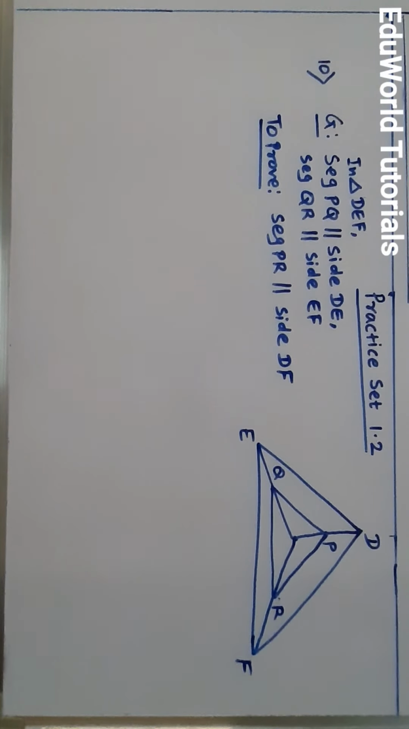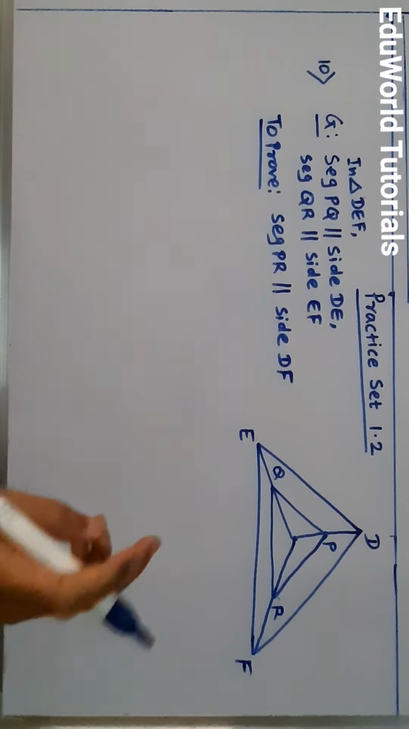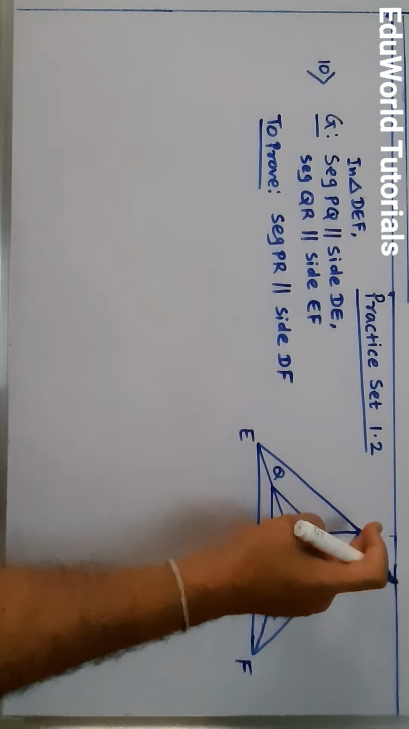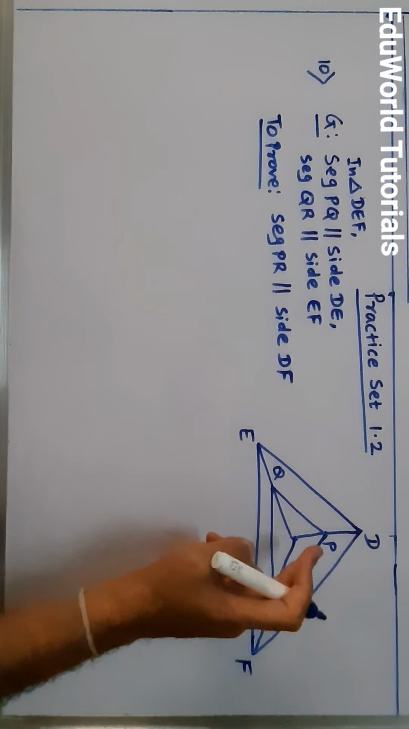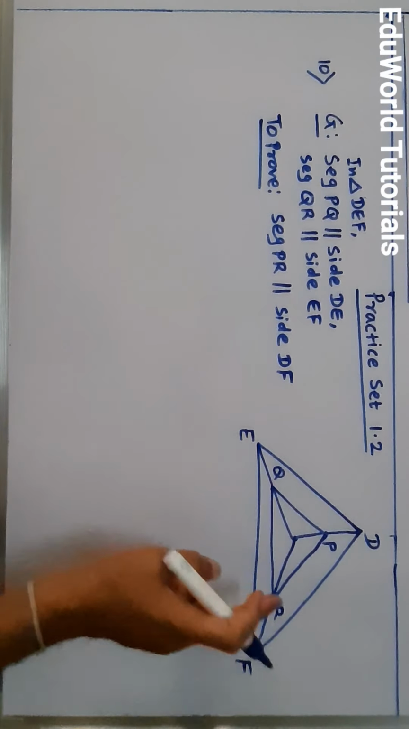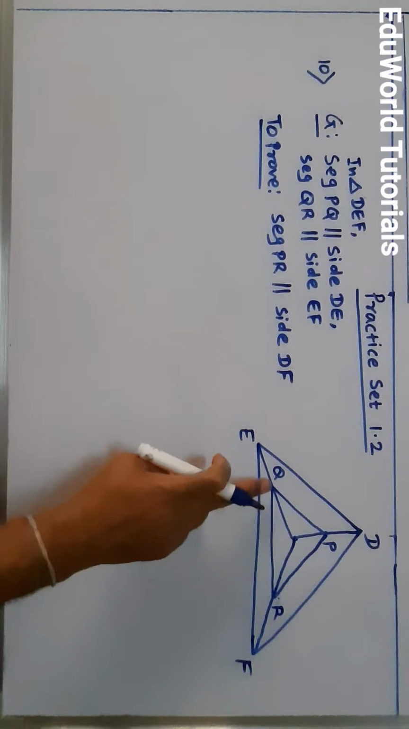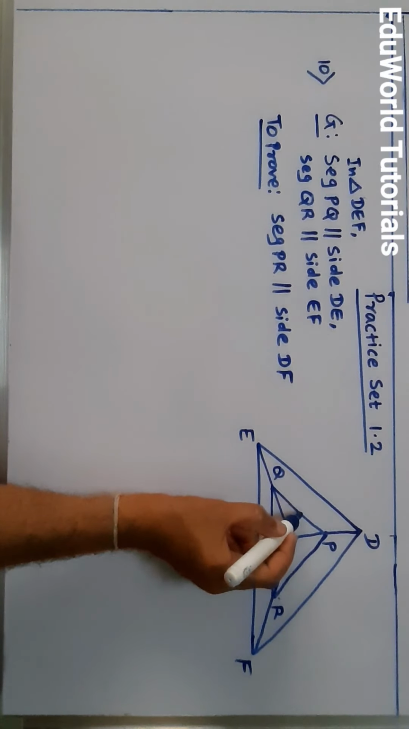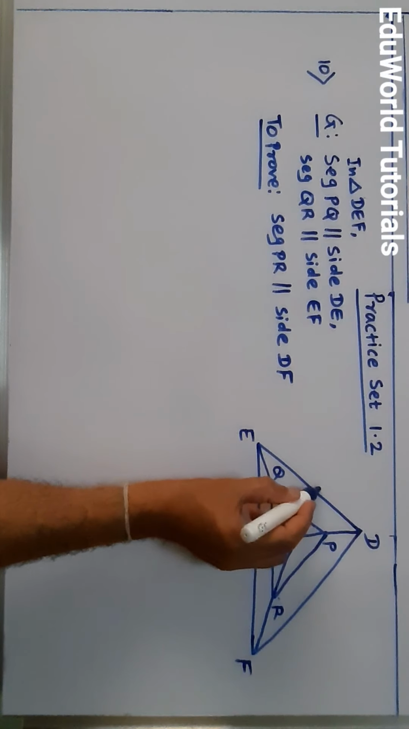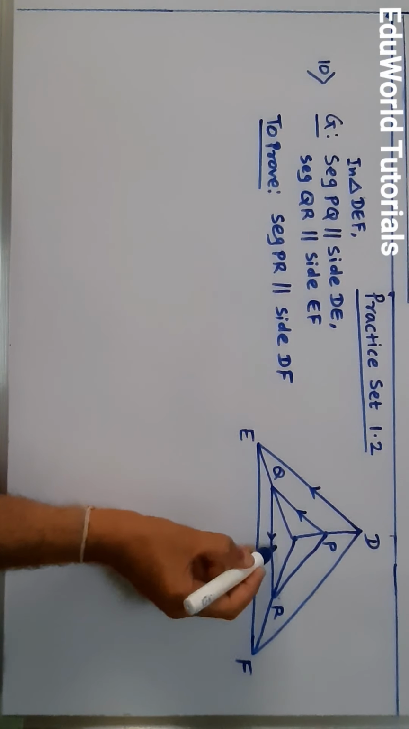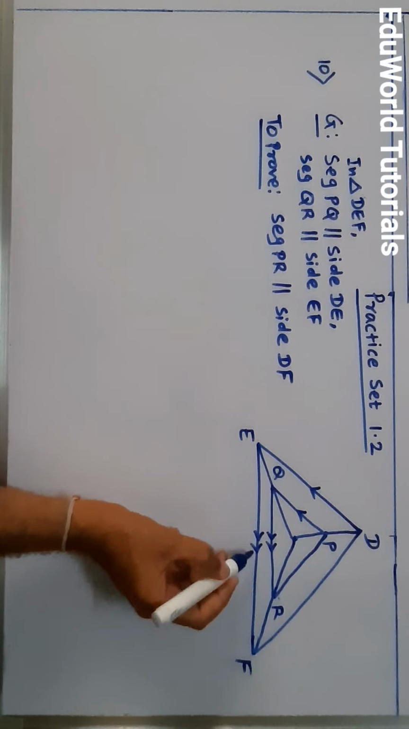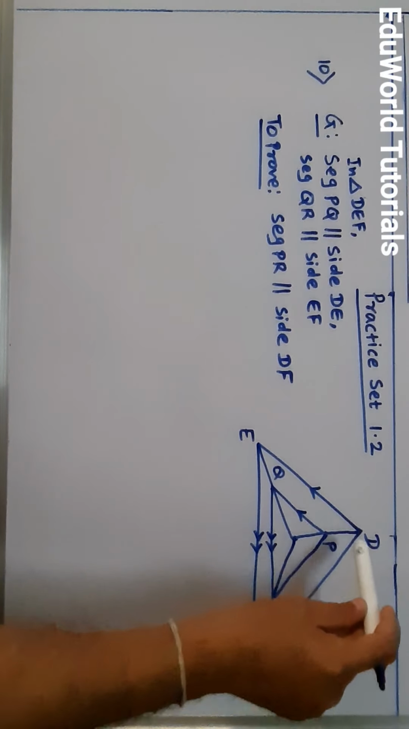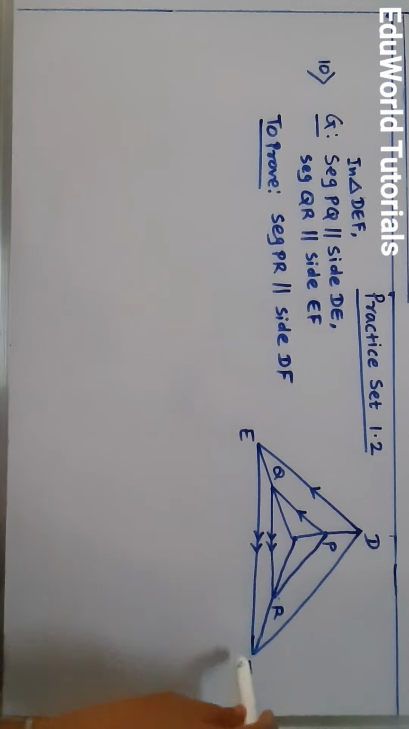So students, as you are seeing, in this sum we are given in triangle DEF, seg PQ is parallel to side DE and seg QR is parallel to side EF. This is given to us. This is parallel to this, and this segment is parallel to this side. We have to prove that segment PR is parallel to side DF.